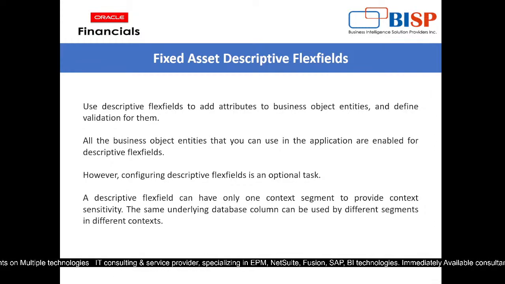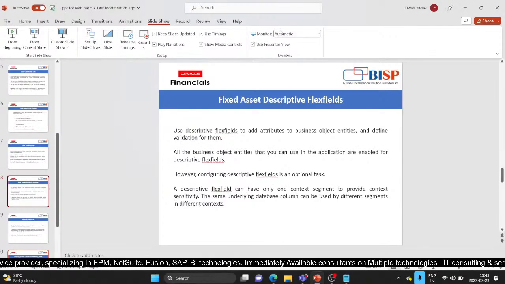Use descriptive flex field to add attributes to business object entities and define validation for them. All the business object entities that you can use in an application are enabled for descriptive flex field. However, configuring descriptive flex field is an optional task. A descriptive flex field can have only one context segment to provide context sensitivity. The same underlying database column can be used by different segments in different contexts.